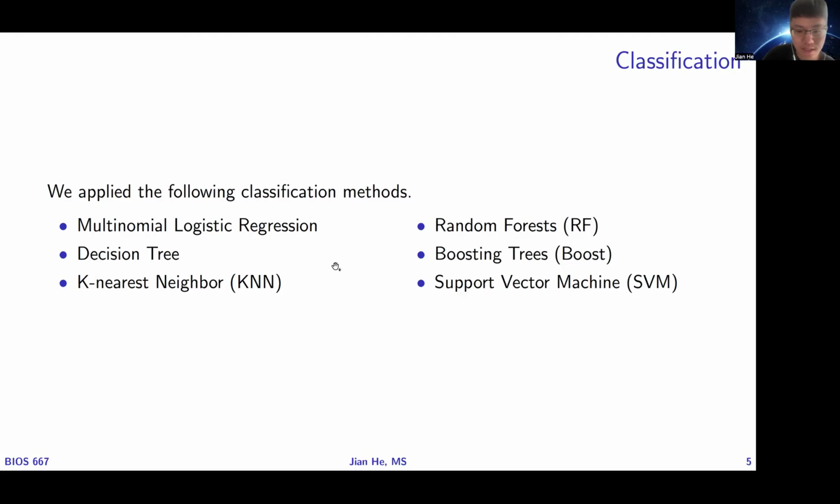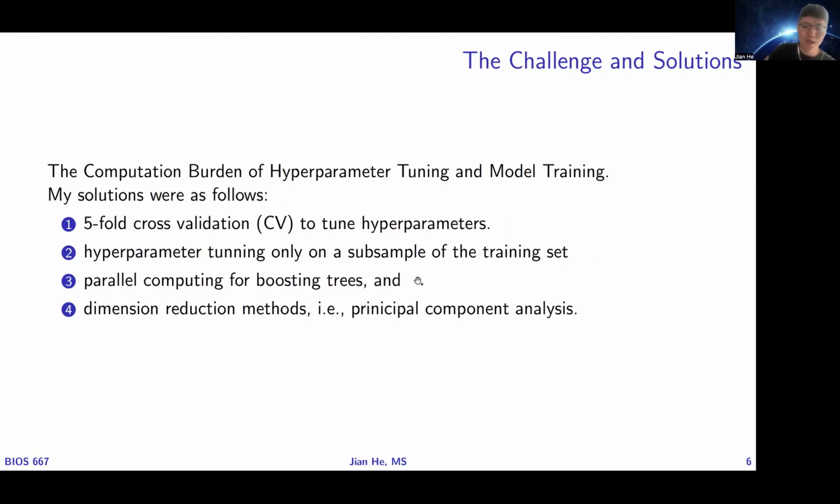For the supervised learning part, we apply the following 6 classification methods: multinomial logistic regression, decision tree, which is a single tree, k nearest neighbor (KNN), random forest, boosting trees, and support vector machine. The main challenge of this data analysis is the computation burden of hyperparameter tuning and model training caused by a large number of predictors.